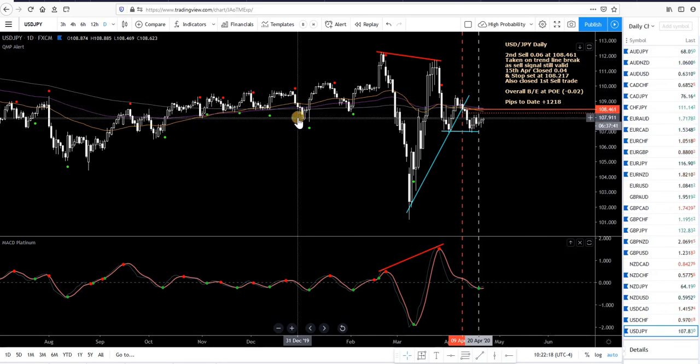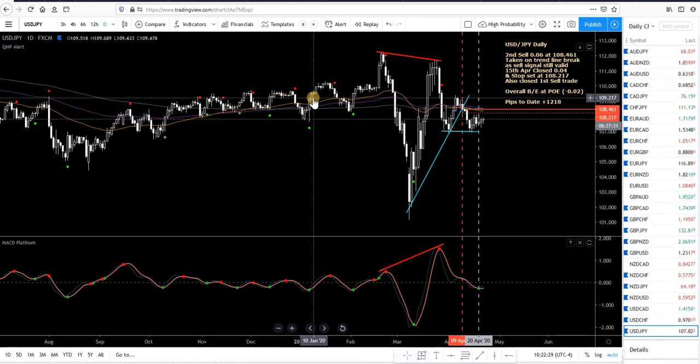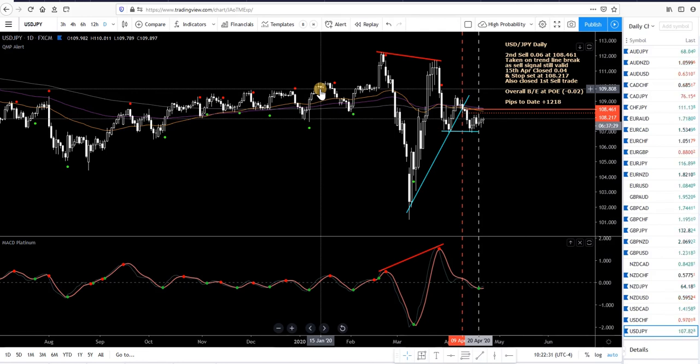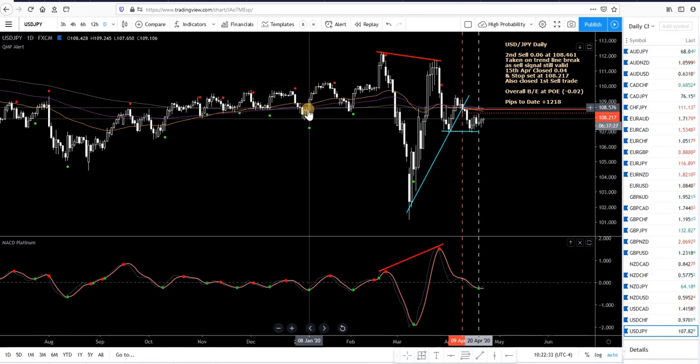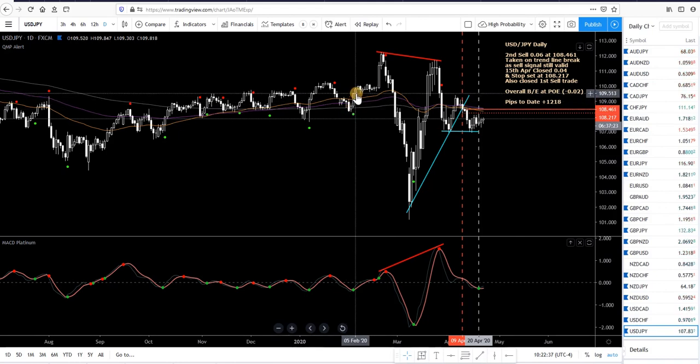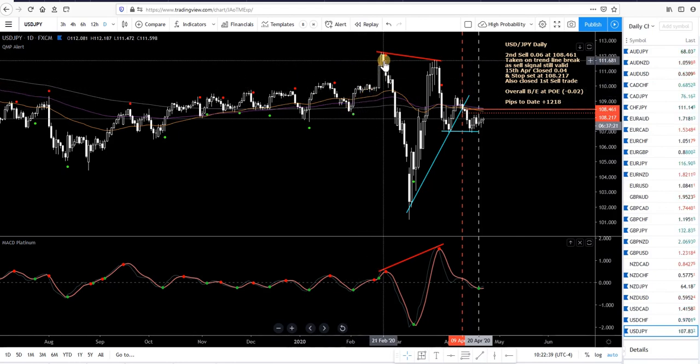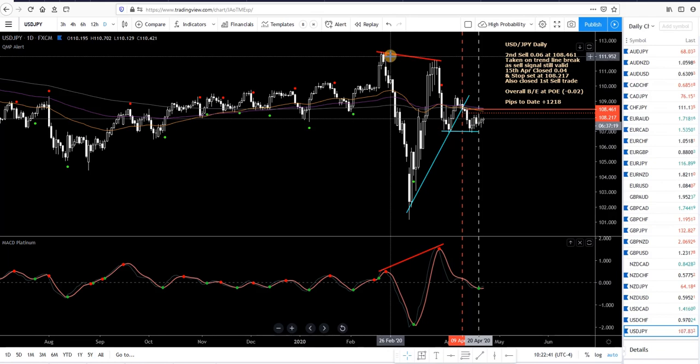108.82, 108.46, 107.90. So nearly 100 pips. So these little moves, 50 to 100 pips. So you just knock a few of them off every few days. You're doing all right. Then you start to get the decent moves, and then you get ones like this. And I'm just talking about taking a look at the QMP filter dots, nothing else.